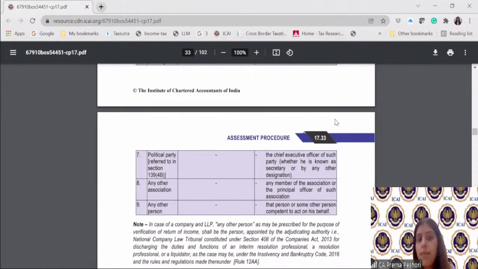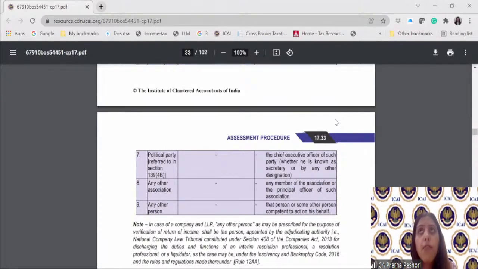Is that clear? Then 140A is the self-assessment tax. We had discussed self-assessment tax when you were dealing with the TDS TCS return, that you are required to pay the self-assessment tax before filing the return of income. If you do not pay self-assessment tax and you file the return of income, will the return be treated as defective? The answer is no.